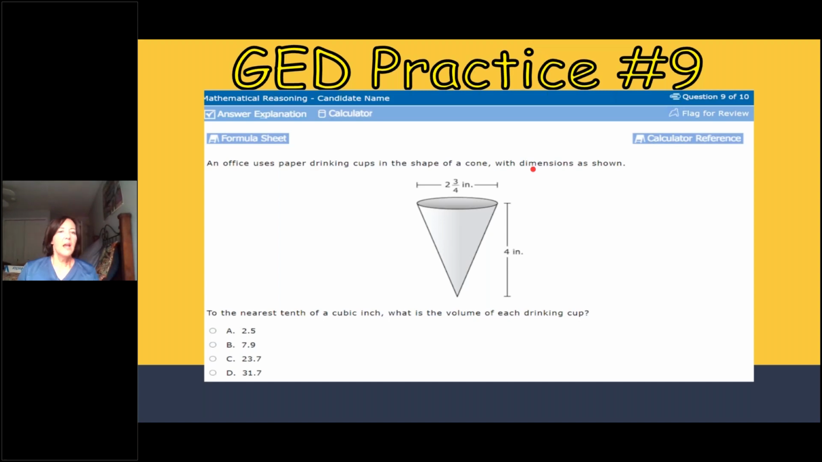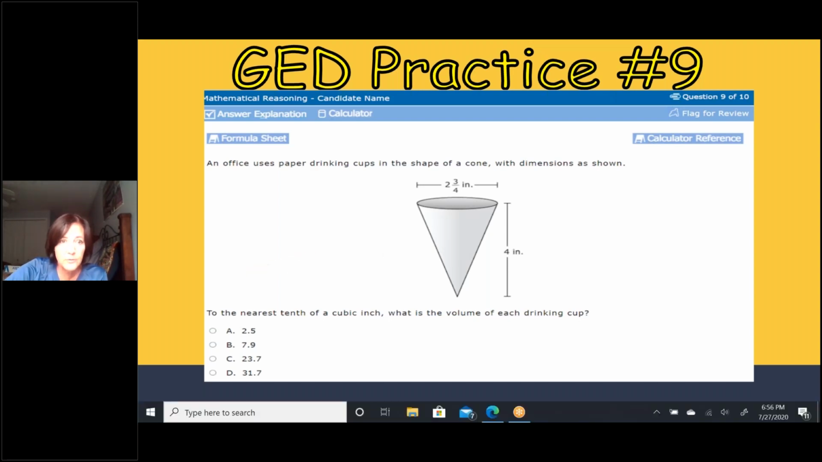Okay. An office uses paper drinking cups in the shape of a cone with the dimensions as shown. So they're moving us on to some geometry. To the nearest tenth of a cubic inch, what is the volume of each drinking cup? So they're telling us the diameter is 2 3/4 inches across, and it's 4 inches tall.